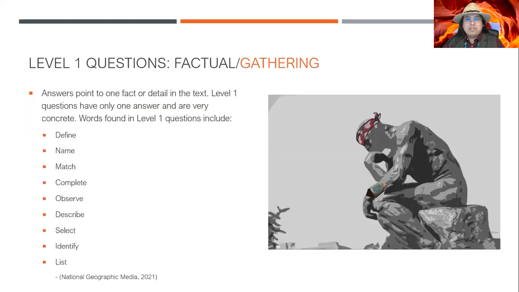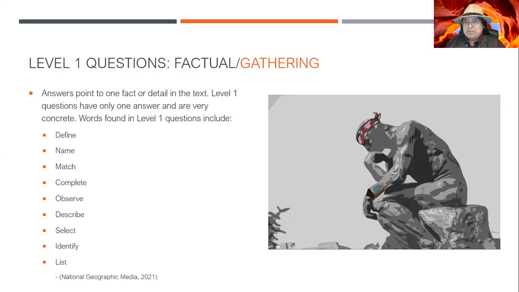All right, so level one of Costa's levels of thinking. Think of this as the basement. This is the bottom of the house, and this is the foundation. These types of questions are factual. It's about gathering information. So answers point to one fact or detail in the text. Level one questions have only one answer and are very concrete. Words found in level one questions include define, name, match, complete, observe, describe, select, identify, list.